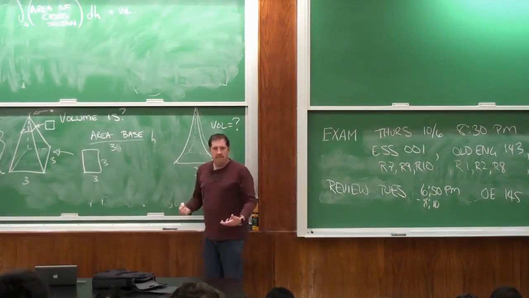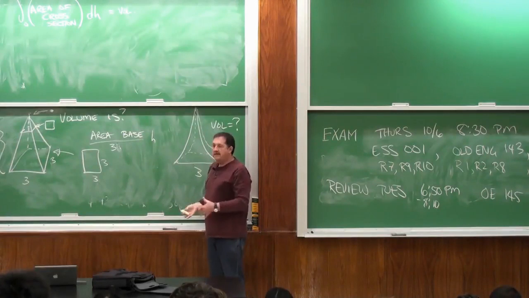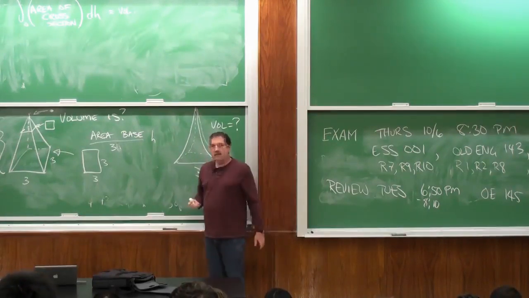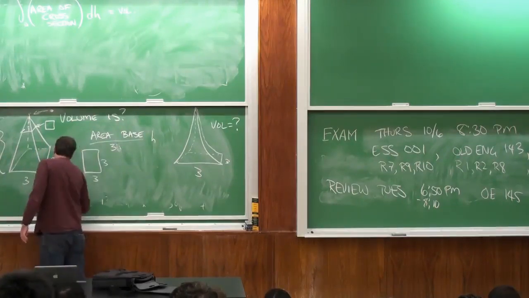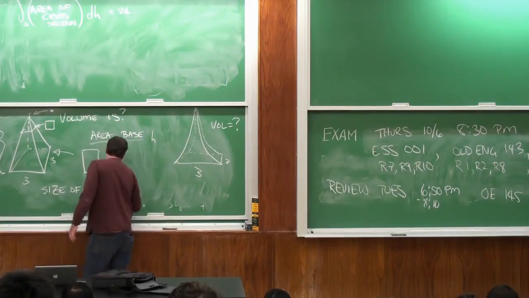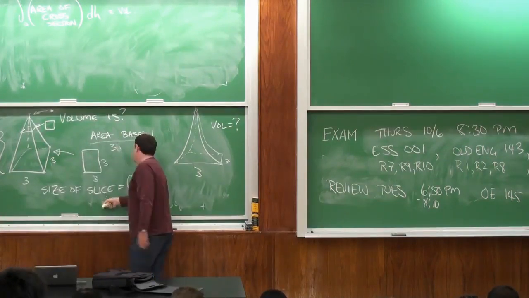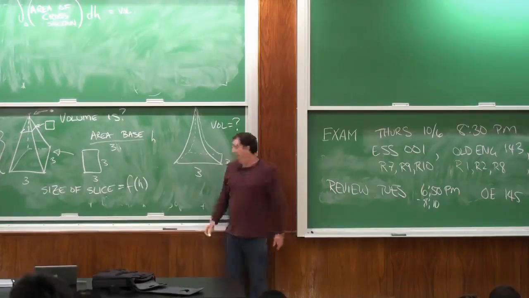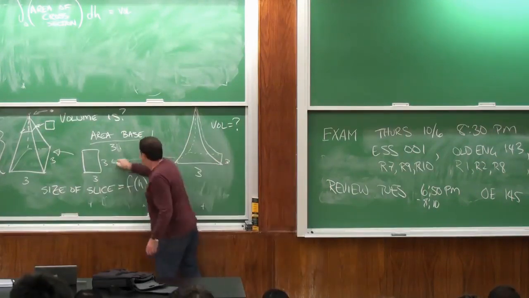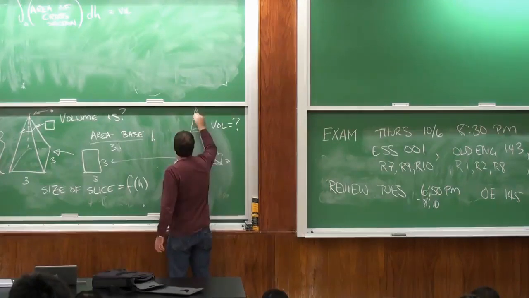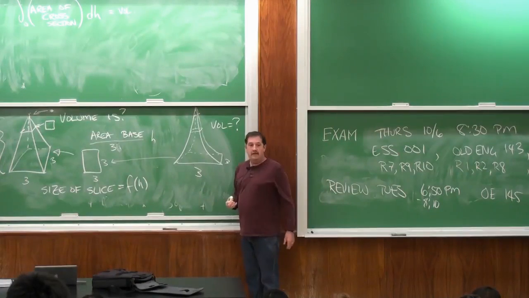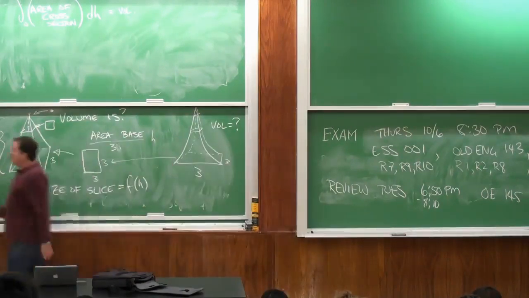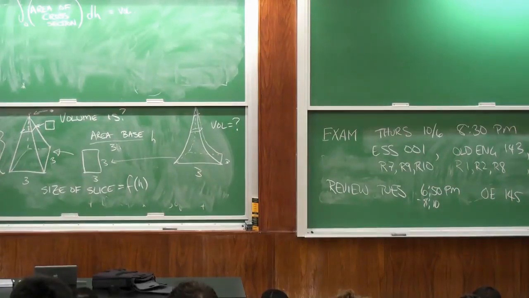The idea is the same. The size of the slice depends on how high up I cut it. So the size of the slice here is some function of the height. And the same thing's true here. Here my slice is big, here my slice is small, here my slice is tiny. Again, the size of the slice depends on where I cut it, unlike these guys, where the size of the slice does not depend on where I cut it.